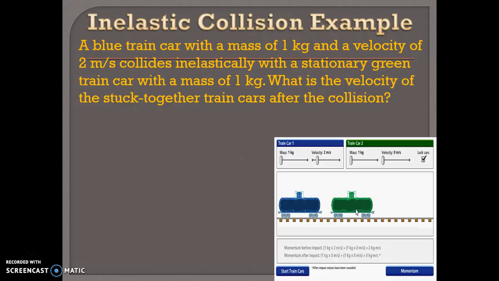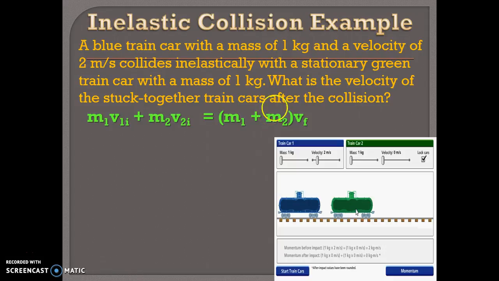So the blue train car and the green train car collide inelastically, and we want to know what's the velocity of the stuck together train cars after the collision. So if you can flip to the front page of the collisions notes, you'll find that the equation that we had from the previous slide is still there. Initial momentum of object 1 plus initial momentum of object 2 is equal to the final momentum of the stuck together unit.